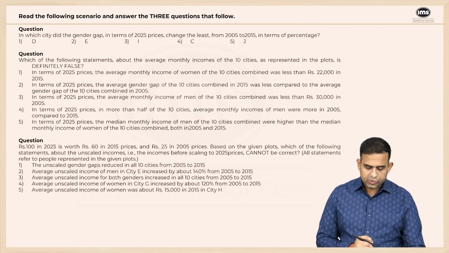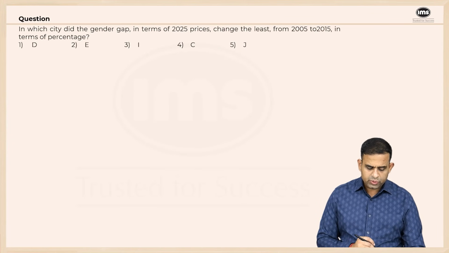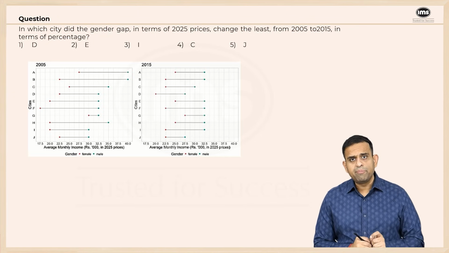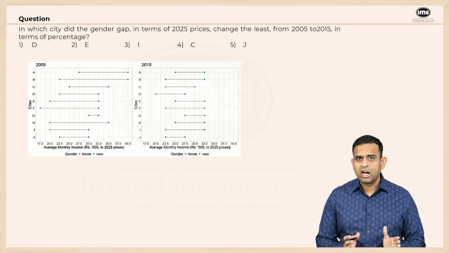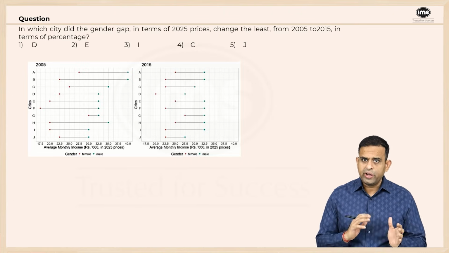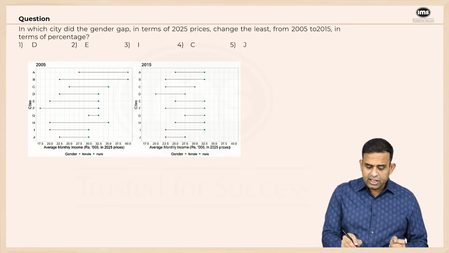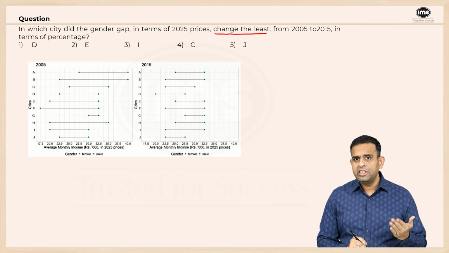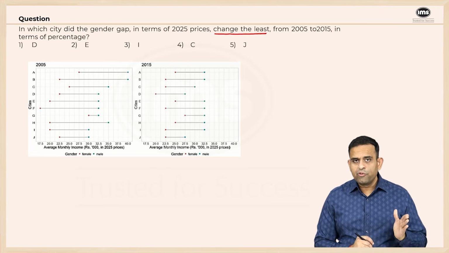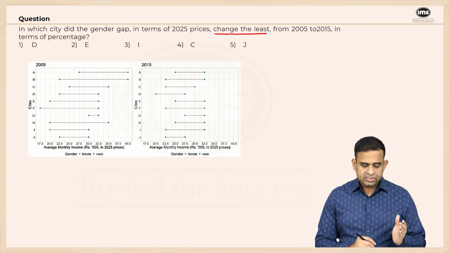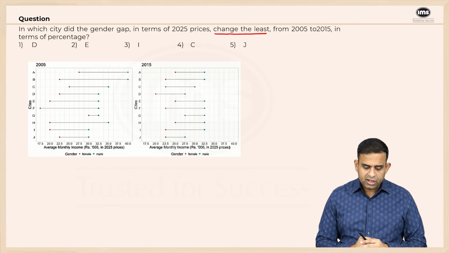So these are the 3 questions, and suppose I look at the first one: in which city did the gender gap in terms of 2005 prices change the least? Please note both graphs are in terms of 2025 prices, so it's perfectly fine, no need to do any adjustment. Change could mean an increase, and change could also mean a decrease, from 2005 to 2015, in terms of percentage. Now understand what we can do in this particular context.